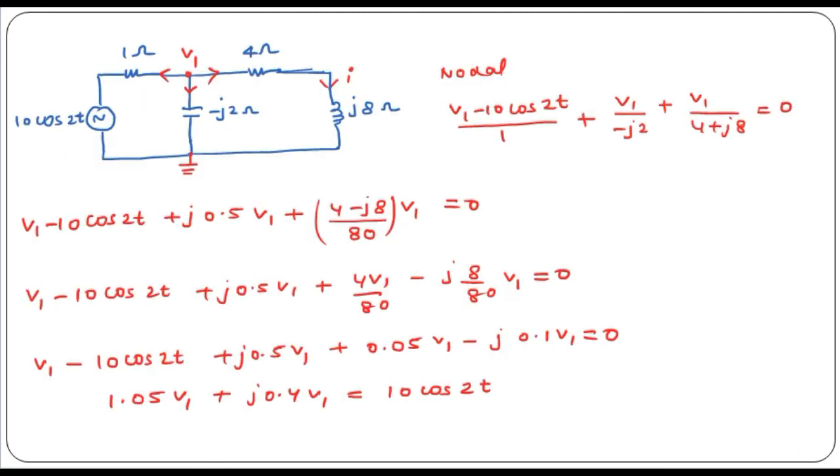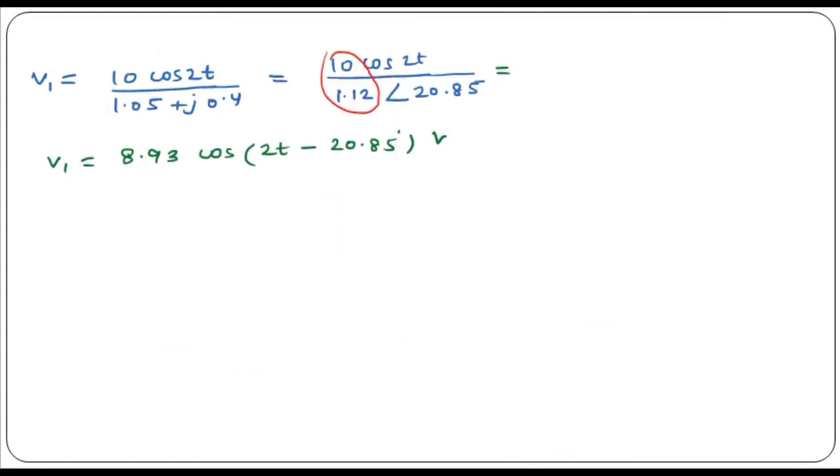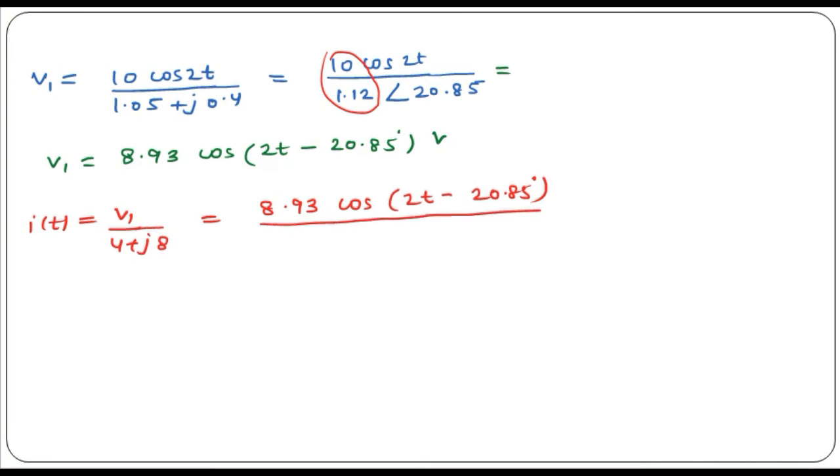So we have found V1. We have to find out this current I of t. It will be given by V1 by 4 plus j8. So this I of t current is given by V1 divided by 4 plus j8. Okay, this V1 is given by 8.93 into cos of 2t minus 20.85. This 4 plus j8 can be converted into polar form, magnitude with some angle. Magnitude is 8.94, and the angle is 63.43.